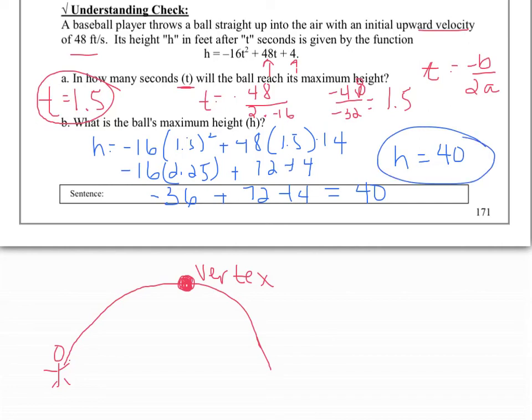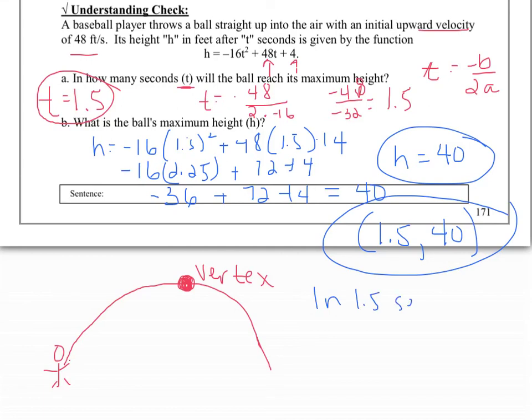So I know that my vertex point here is 1.5, 40. Writing what this means in a sentence, it means that in 1.5 seconds, the ball will be at 40 feet. Again, I can label this point at 1.5, 40.